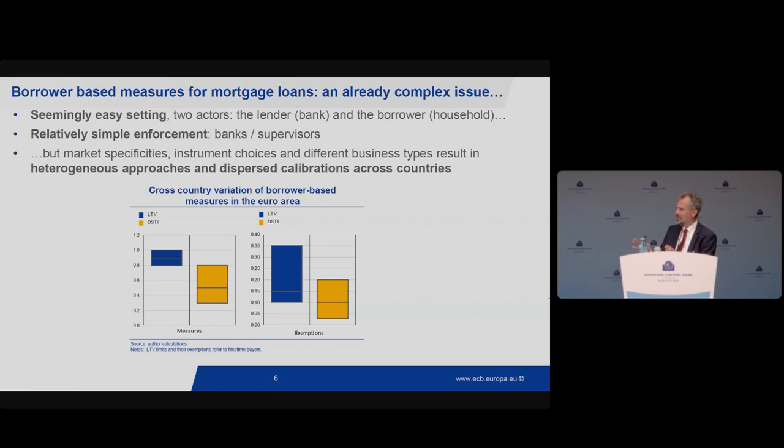Here, there is a little detail, which is the definition of income, of course, that matters a lot. And then also the exemptions vary a lot across countries. The exemptions are the fraction of loans that can deviate from the central limit. And you see for the LTV, they range from 10% of the total loans to 35%. So even in this simple setting, there is a lot of margin for changing the calibration.